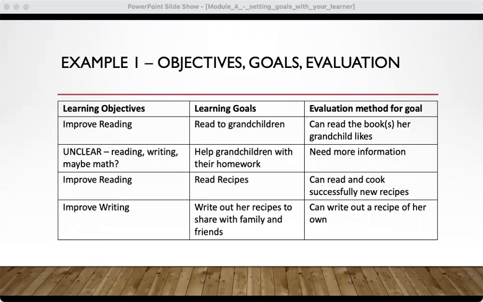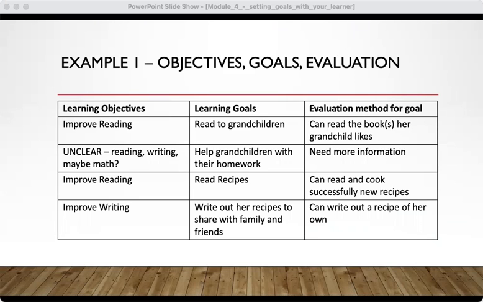Here you'll see an example of how we've identified her learning goals and then aligned the objective and evaluation with each of the goals. You will note that there is some ambiguity with regard to her helping her grandchildren with their homework. So as a tutor, you would need to ask more questions to get to the bottom of what she wants to accomplish here. Improve reading is a learning objective. The learning goal: read to grandchildren. The evaluation method: can she read the books to her grandchild?